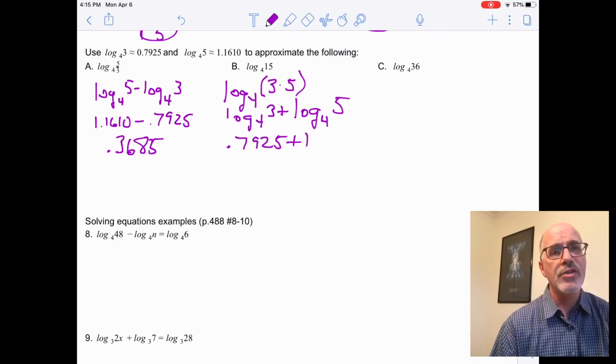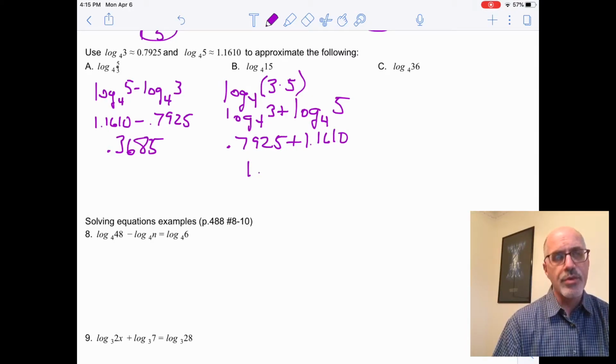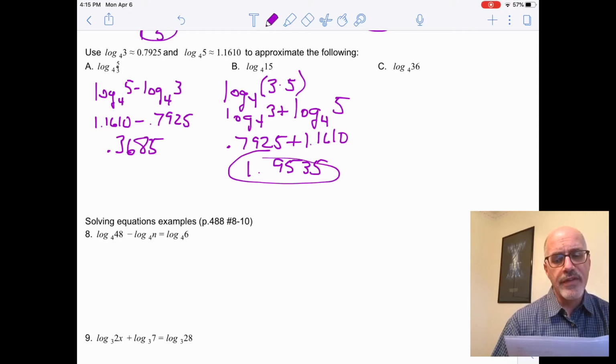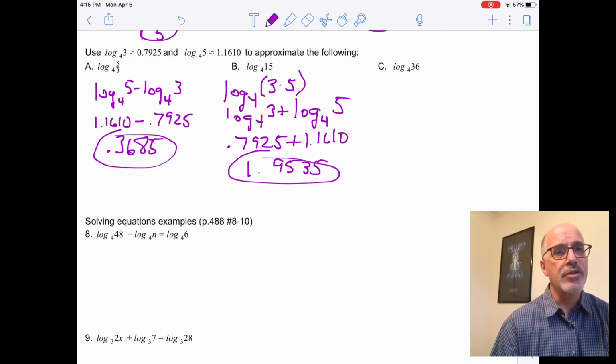Substitute in the values, add them together, and then we get a final answer of 1.9535. What that means is 4 to the 1.9535 is about 15. If you want to try that out, that's what the logarithm converts into. Now let's try this last one.